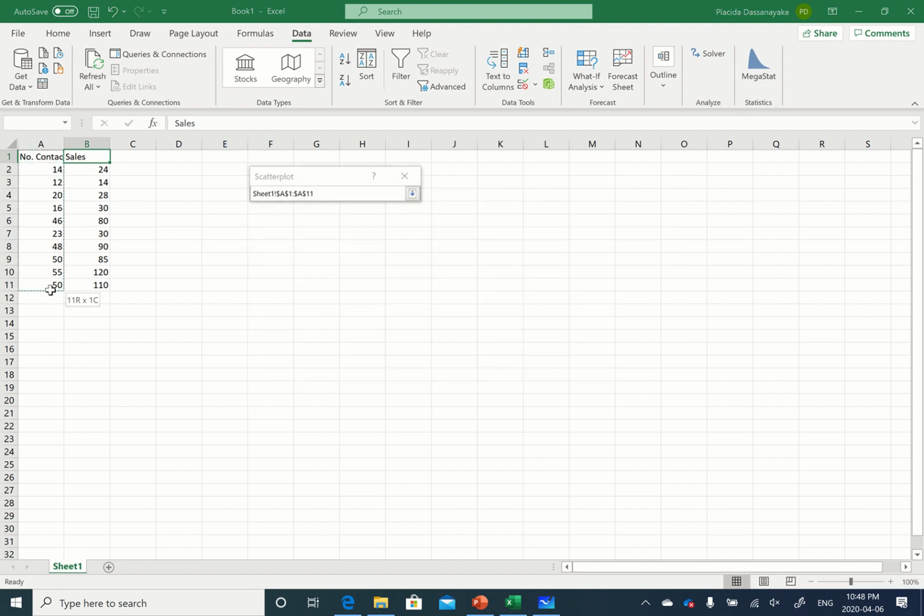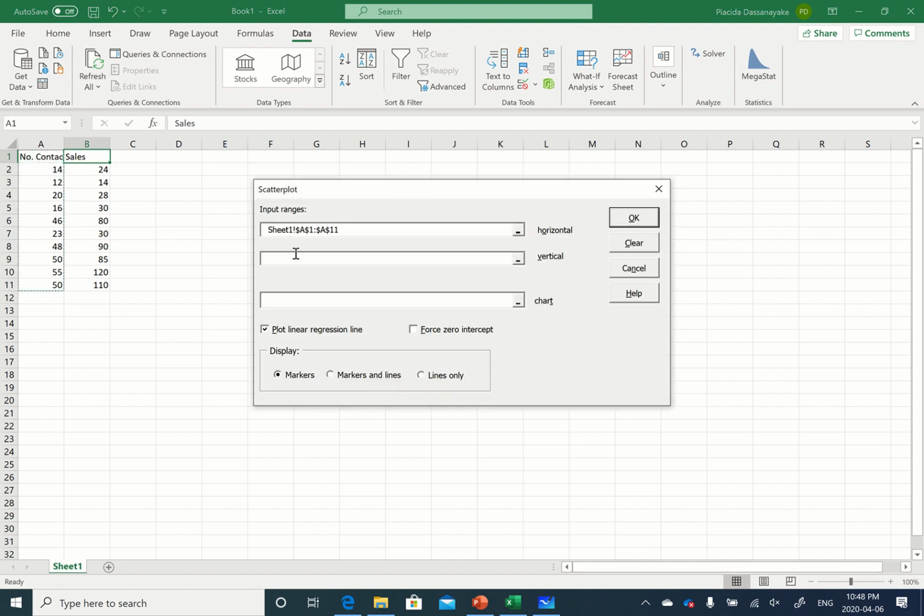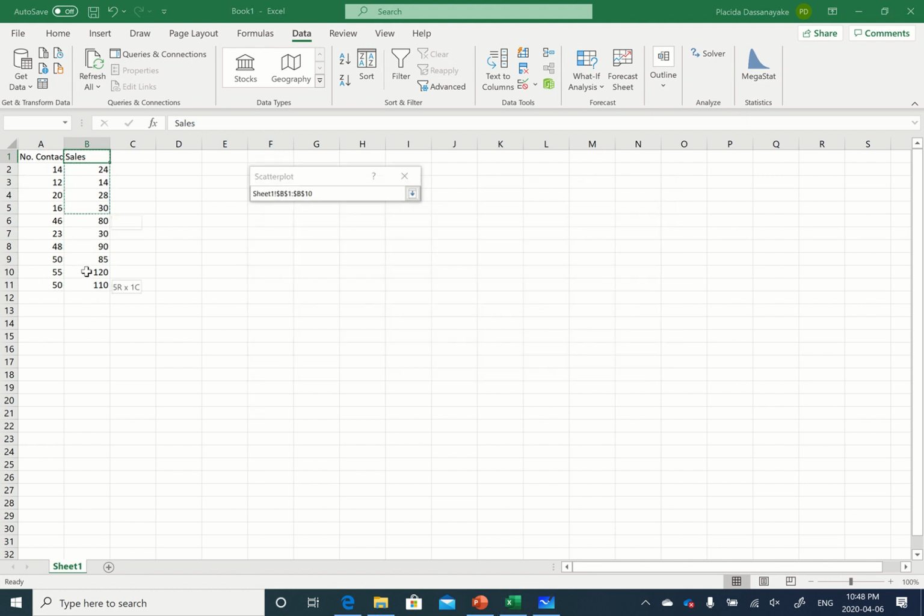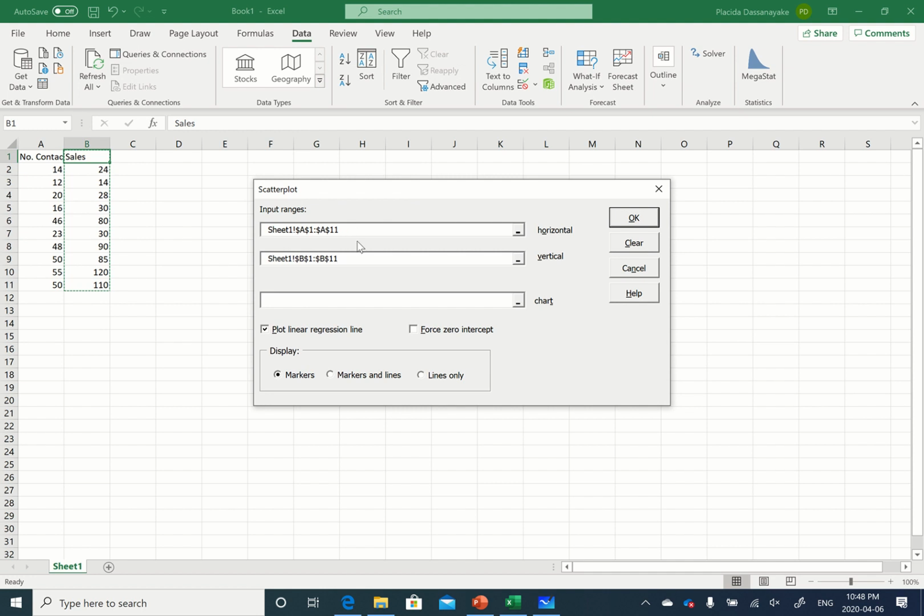So what's your x variable? It's the number of contacts. You can use the label, which is fine, and then y variable, sales. Select it. Okay, x and y are done. And then uncheck this. Well, it depends. If you check this one, plot linear regression line, it's going to emboss a regression line on your data. But if you just need the scatter diagram, you can uncheck that. So I'm going to run it without it, and then I'm going to run it again with it.